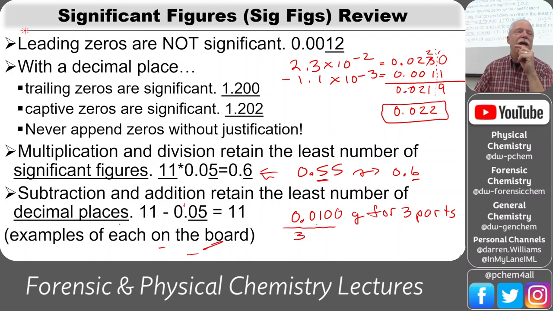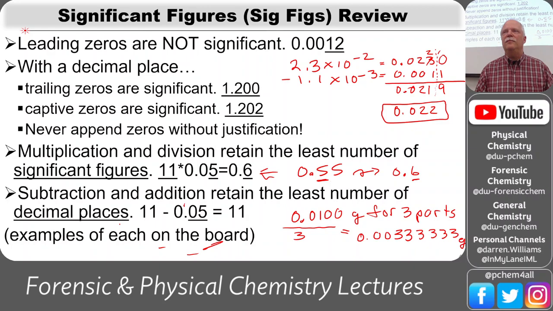Now, three is a counting number. It has no uncertainty associated with it. So it's what we call an exact number. So I'm not dividing by something that has one significant figure. Counting numbers have an infinite significant figure. So they don't limit the significant figures. So what's this going to be? It's going to be 0.0033. But if I put that on my calculator, it goes on forever, doesn't it? How many decimal places do I keep? Do I keep all of them though? No. All right. So up here I've got three significant figures. I'm going to keep three here. Okay. I'm going to throw those out. Grams each.